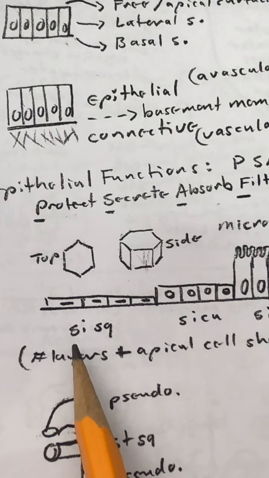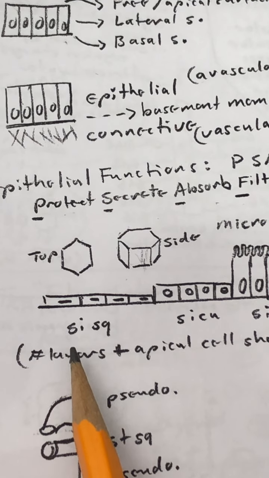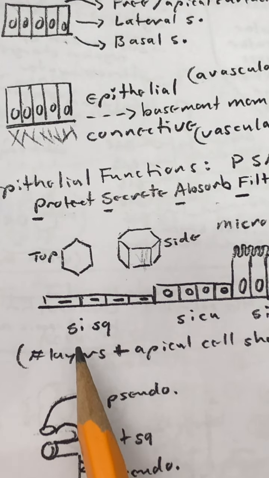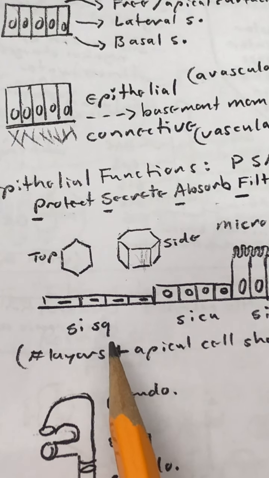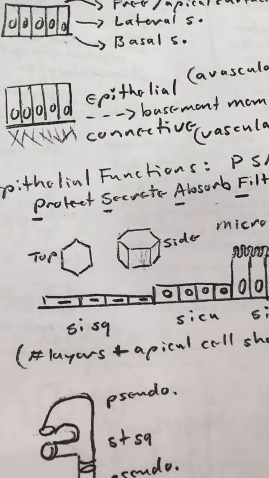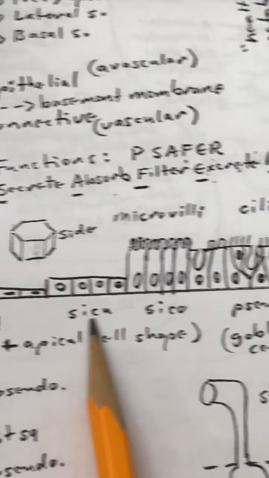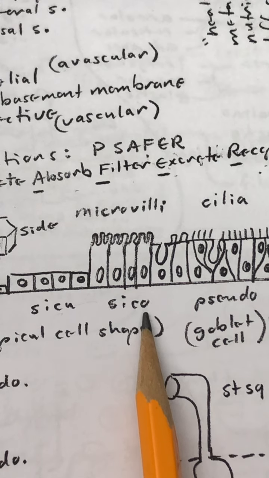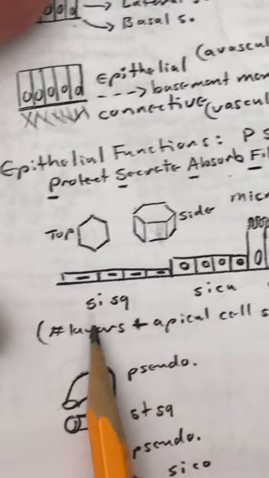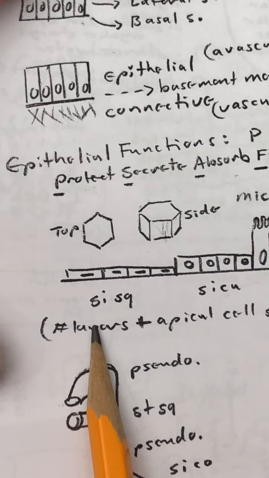So we use simple to mean one cell layer and stratified to mean two or more cell layers. We use the word squamous to refer to a cell that's flattened out, that's wider than it's tall, cuboidal to represent a cell that is as wide as it is tall, and columnar for a cell that is taller than it is wide. So here are the basic types of epithelial tissues.